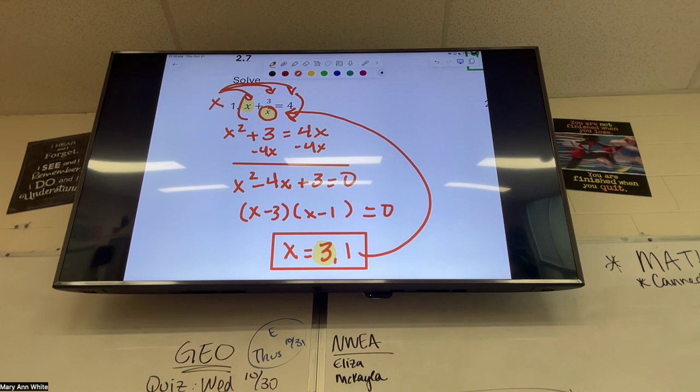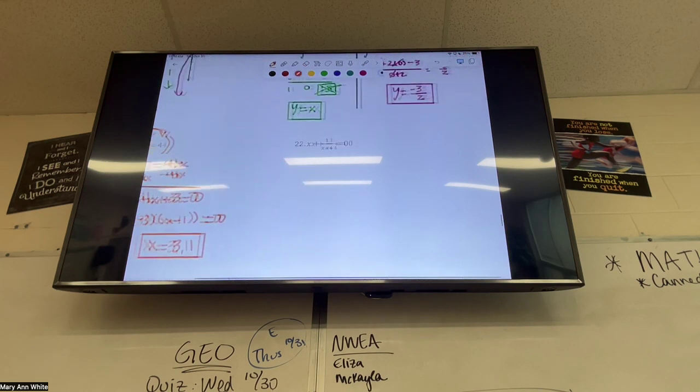So we always need to check. It doesn't necessarily mean plugging back in and solving. It just means I need to physically go back and look, will this make my denominator equal zero? It won't, so these answers, both of them are good. Everybody okay with that? Okay, let's go to the next one.